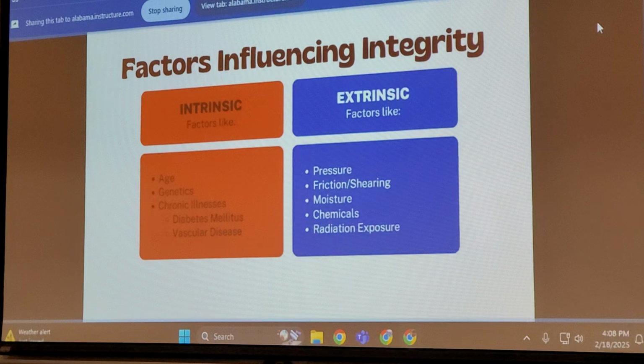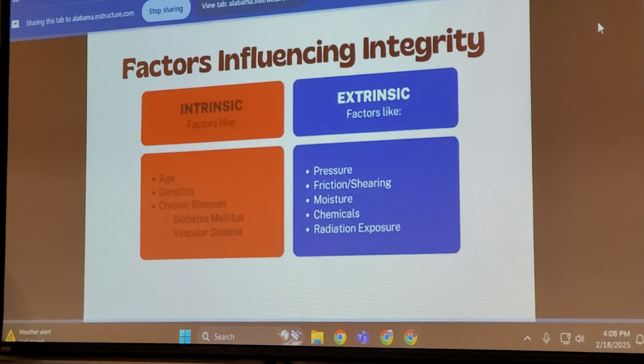Extrinsic is going to be like pressure, friction, and shearing. So your immobile patients, or when you're boosting up patients in the bed and we grab pressure points instead of using a draw sheet, or your patients are sitting at an angle in the bed and slide down and it creates a skin fold or an extra layer that's going to get corded off from vascularity and will break down.